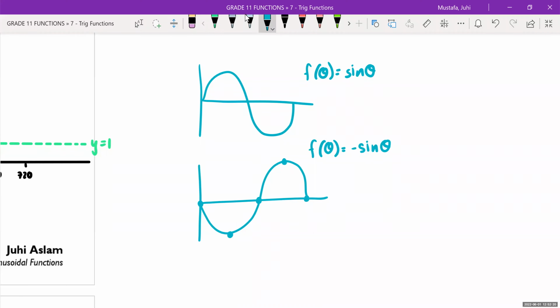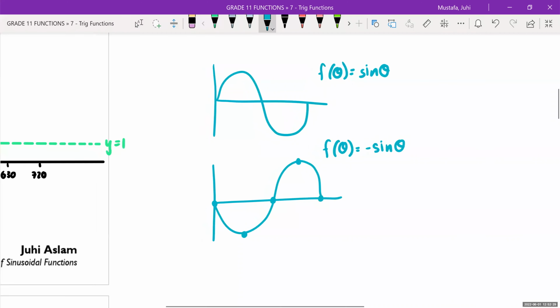And does this make sense? Well, a negative on the outside means it's a vertical reflection. And yeah, the graph is flipped over vertically along the x-axis, so that reflection does make sense.